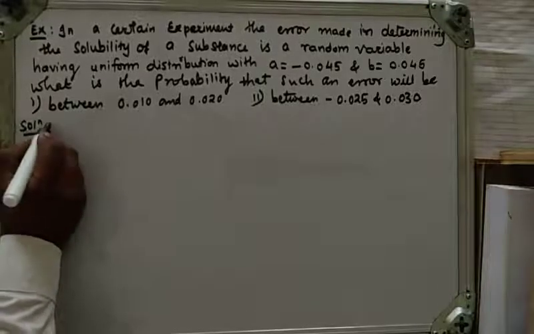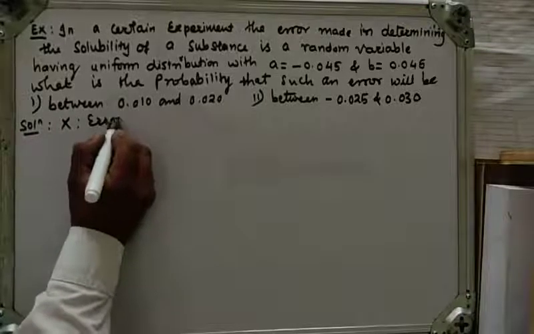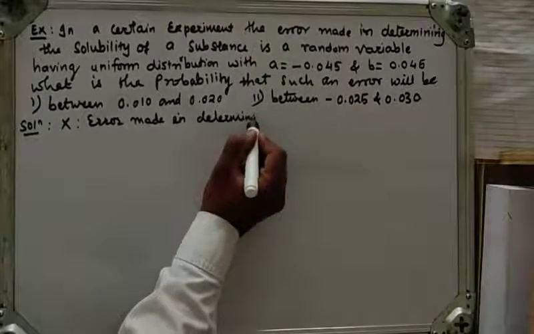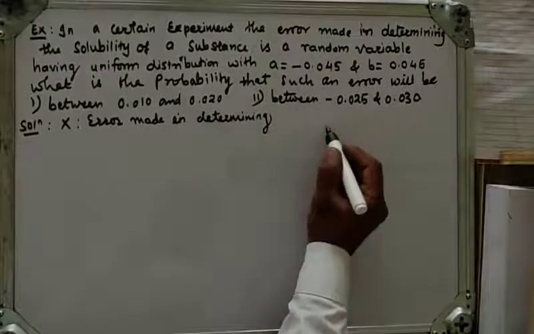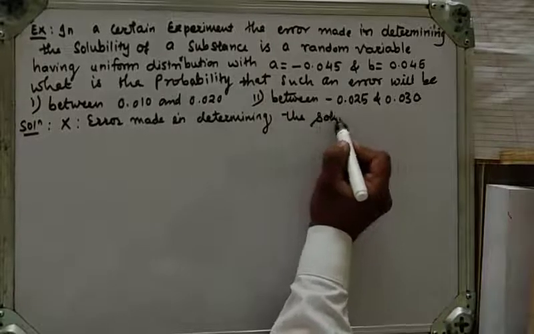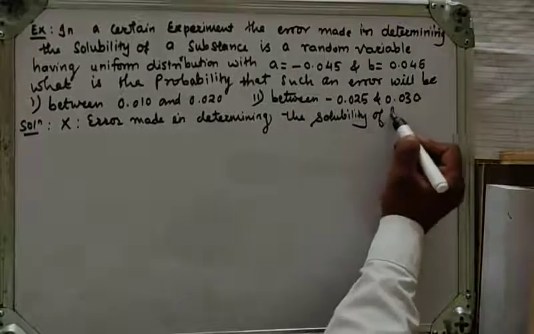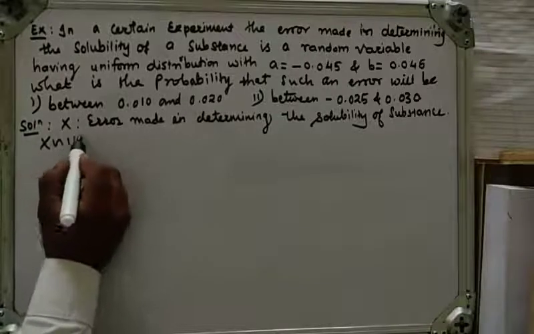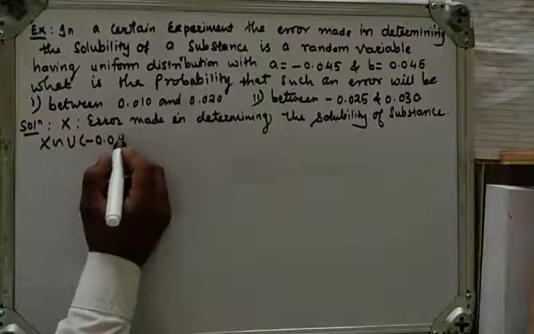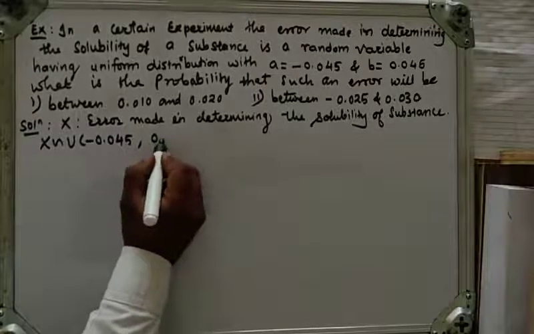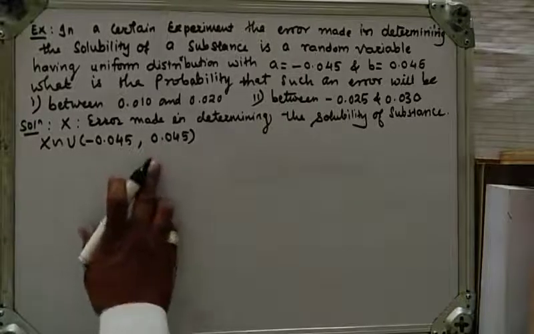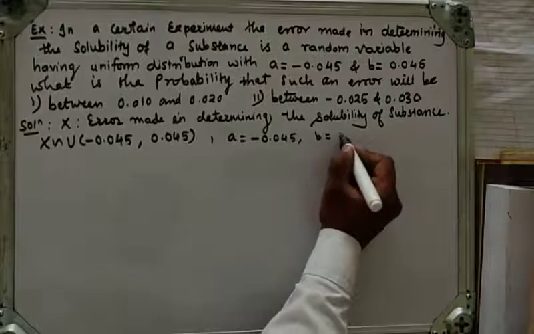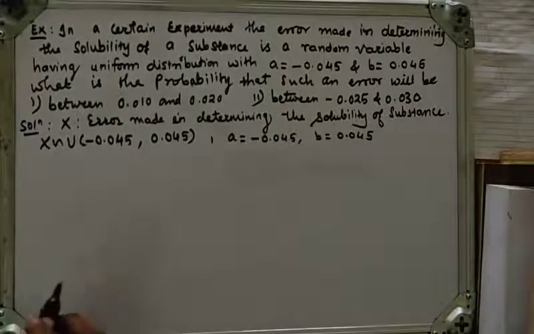So solution. Let X be the error made in determining the solubility of the substance, and X is the uniform distribution from minus 0.045 to 0.045. Okay, so this is uniform distribution. So here a is minus 0.045 and b is 0.045. Now to find out the PDF.